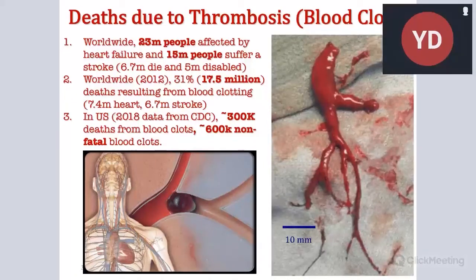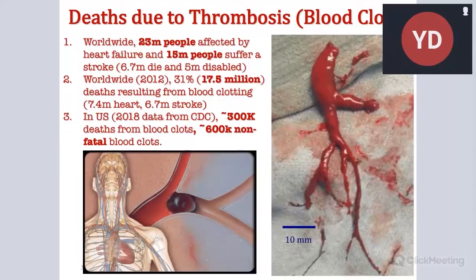And now from the US numbers, as you can see, 300K, almost a third of a million, had fatal clotting, and there are more than double that number of non-fatal clots. You can see the importance. At the beginning I said life or death. This is what I meant by that term.